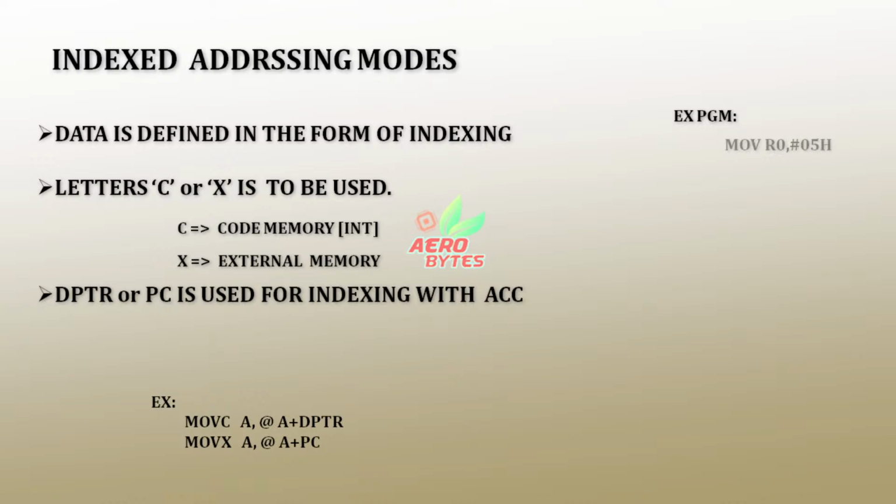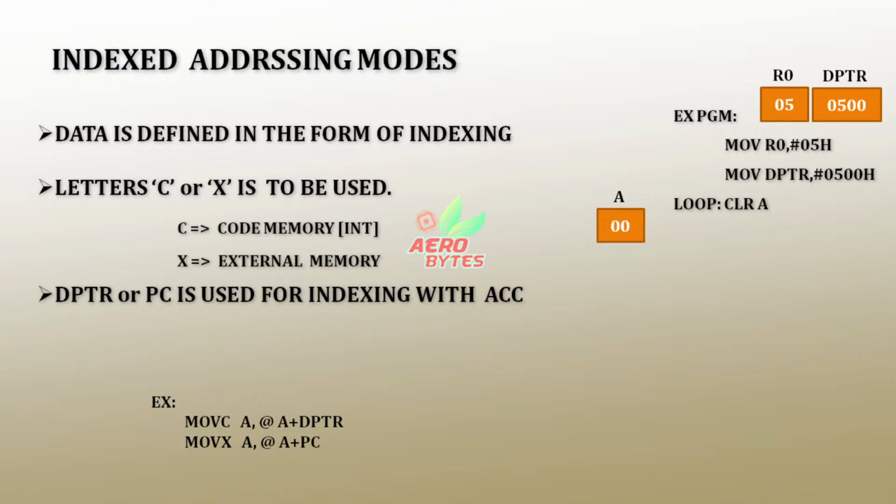First one, MOV R0, #05. After execution of this instruction, the R0 register has the value 05. Next, MOV DPTR, #500H. After execution of this instruction, DPTR contains 500H. Clear A, meaning the accumulator content gets cleared. Then MOVC A, @A plus DPTR.